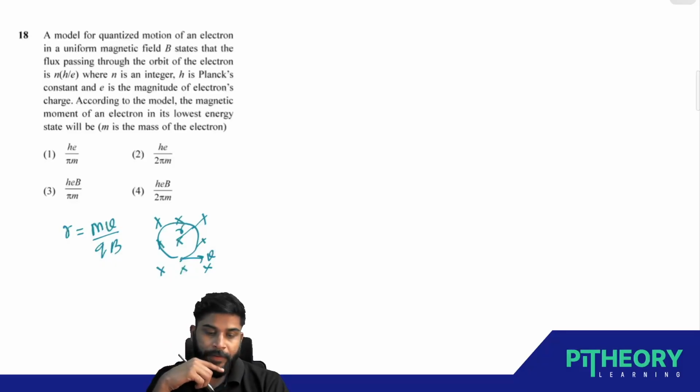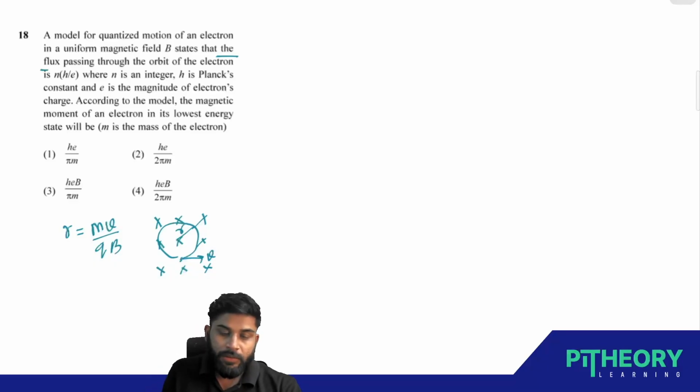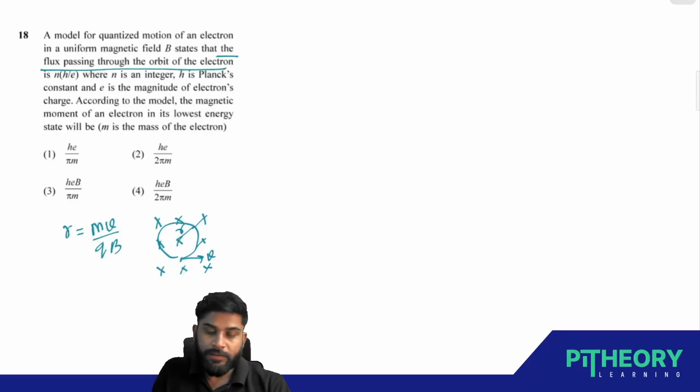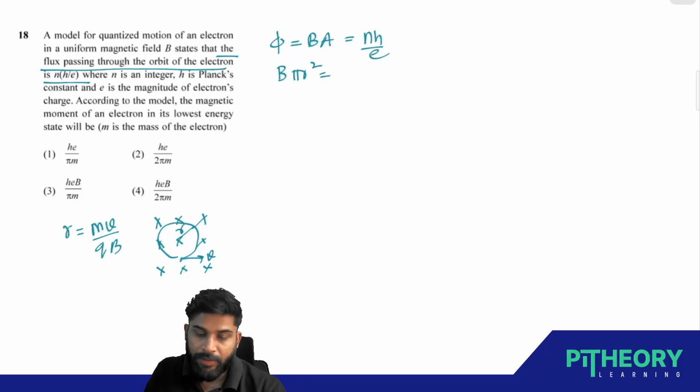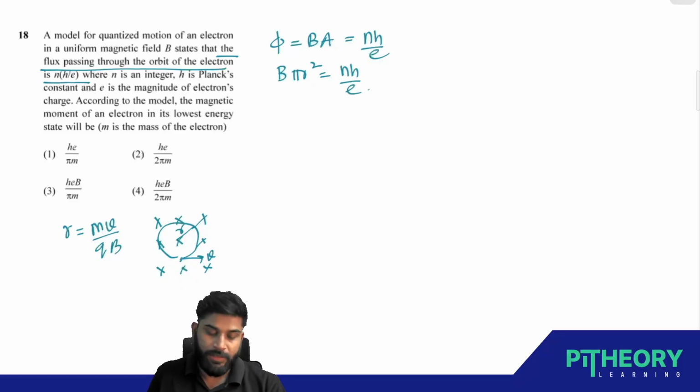What else is there? The flux passing through the orbit of the electron. Flux is B into A, and this flux they have given is equal to nh by e. The area is pi r² because it is circular. So B into pi r² equals nh by e. So r² is equal to nh divided by pi Be. That is one relation we can use here.